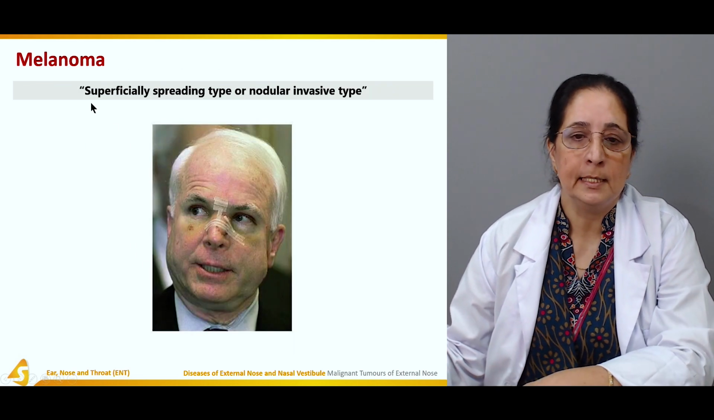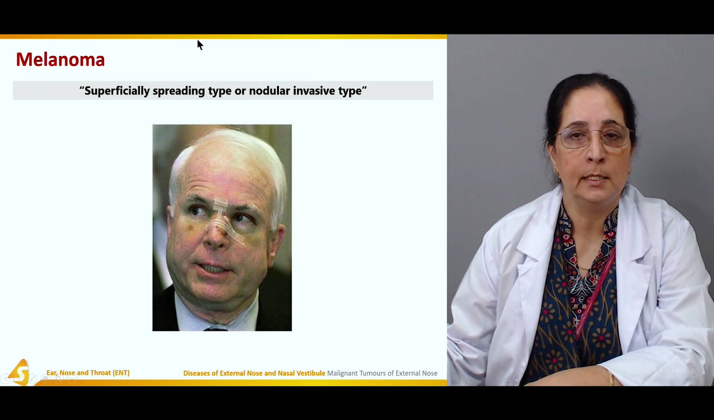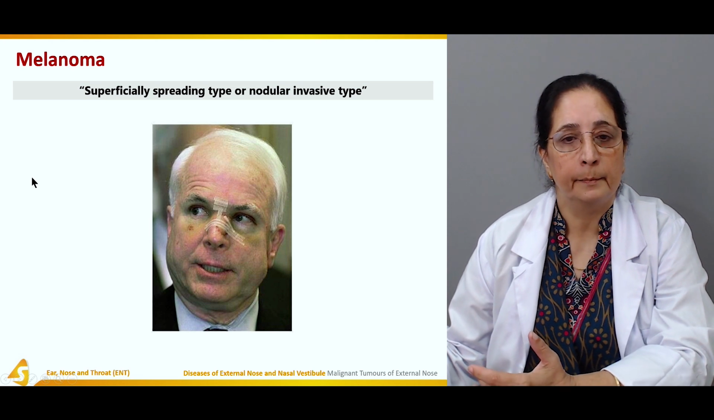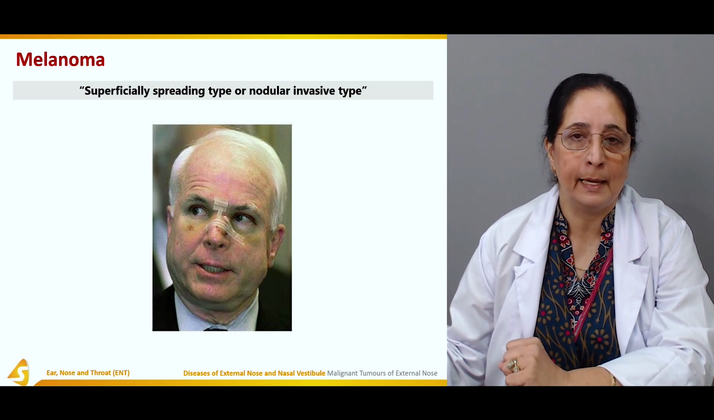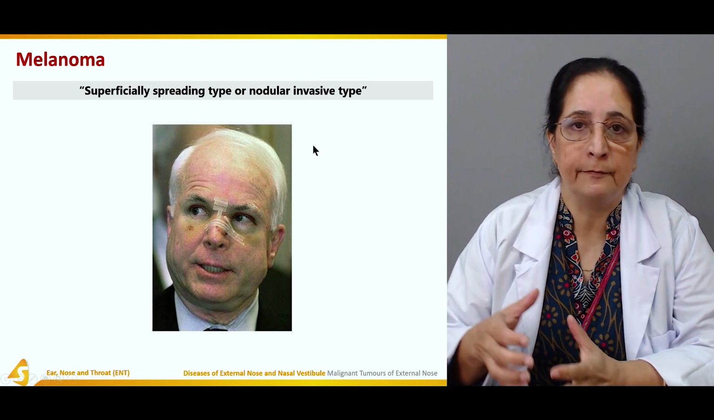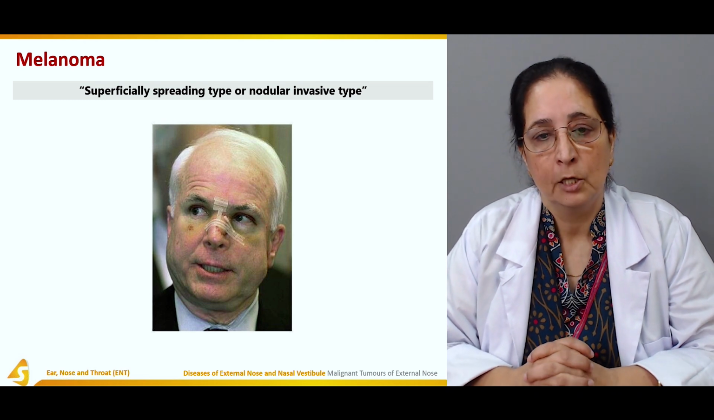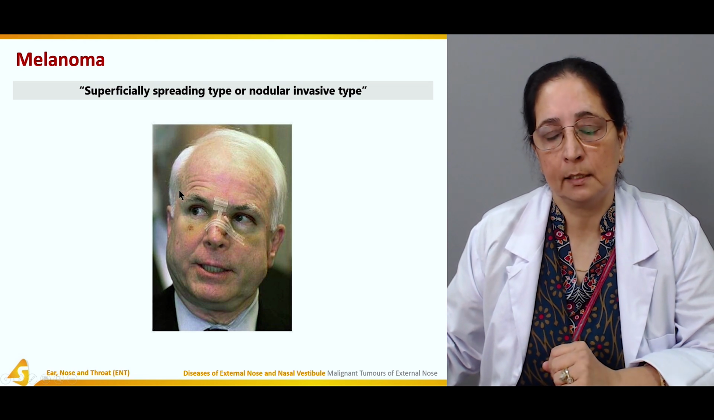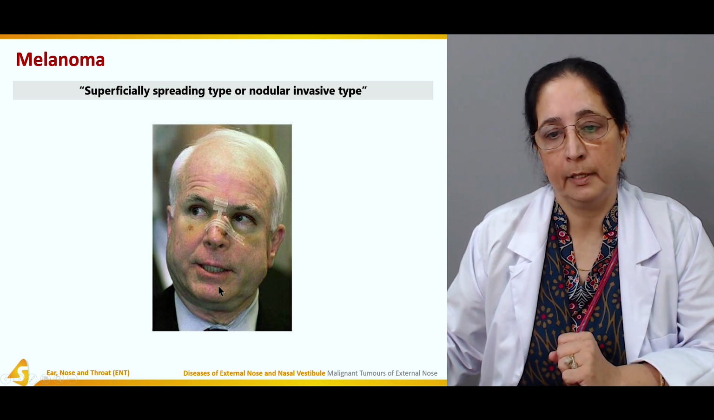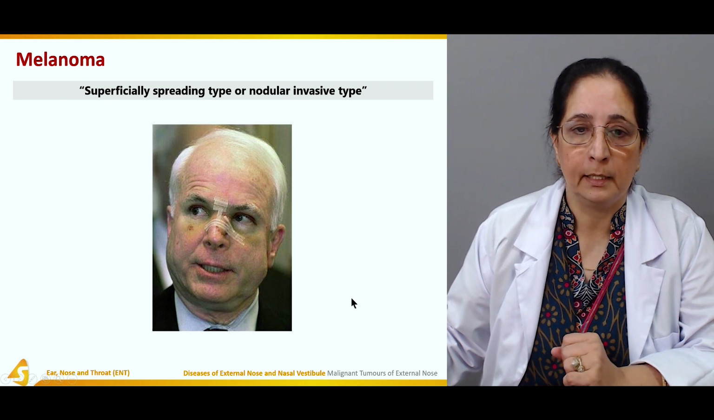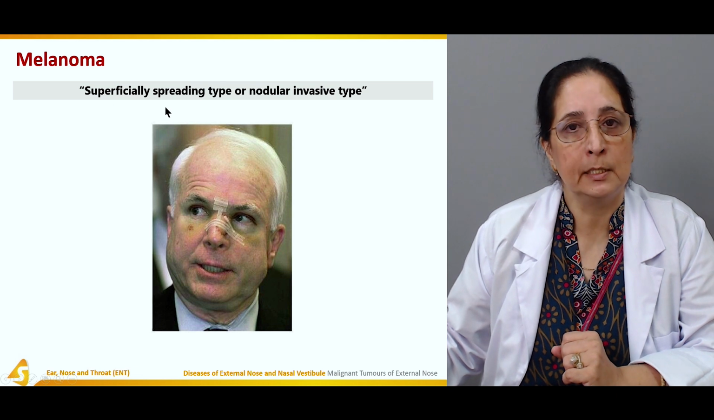Then the last one is the melanoma. Melanoma, as the name shows, is a tumor of the pigmented cells, which are the melanin producing cells, and it can be superficially spreading or nodular invasive type. Very famous American senator John McCain had melanoma, and he died of the cancer. That's the picture of John McCain. So it can be the superficially spreading type.